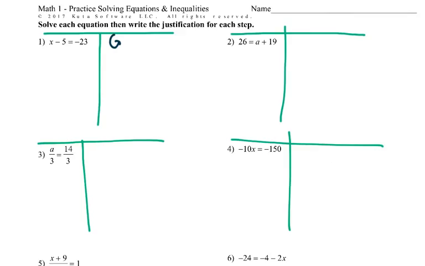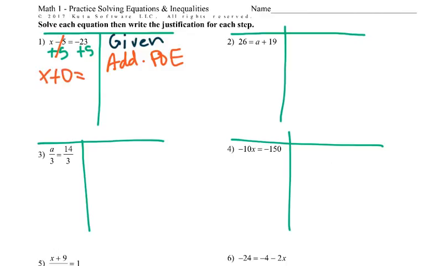Alright, so I look at my first one. I have x minus 5. To get x alone, I need to get rid of that minus 5. Well, how do I get rid of a negative 5 or a minus 5? We add 5 to it. So I'm going to add 5 to both sides. Now, why can I add 5 to both sides? Because of the addition property of equality. And I'm fine if you abbreviate, as long as you know what you're talking about. Because negative 5 plus 5 gives me 0. Okay. Negative 23 plus 5 gives me negative 18.